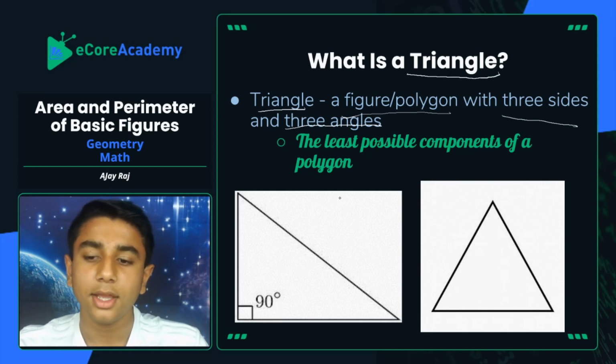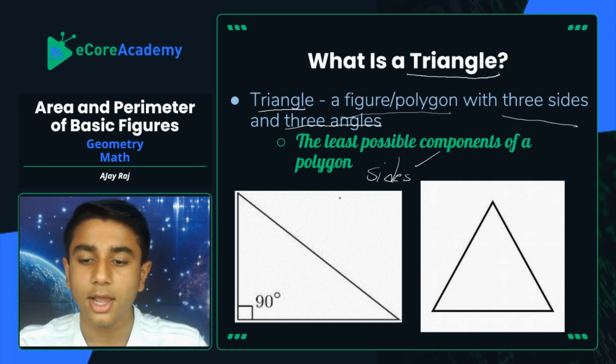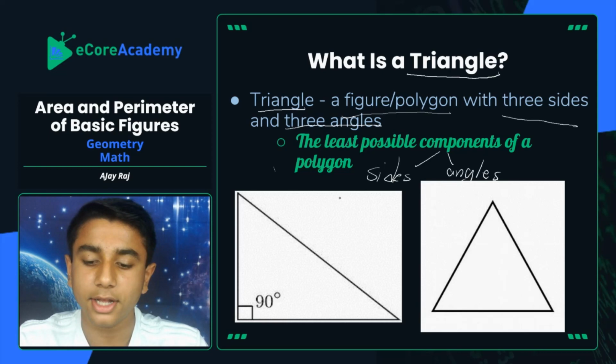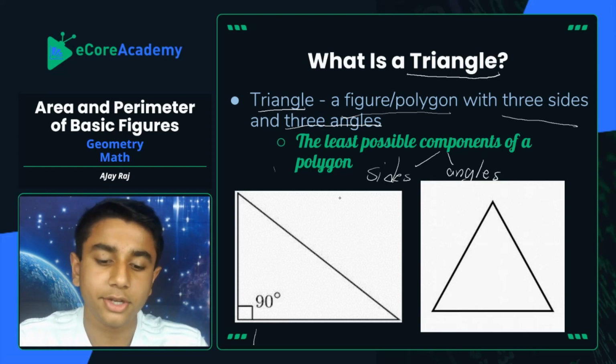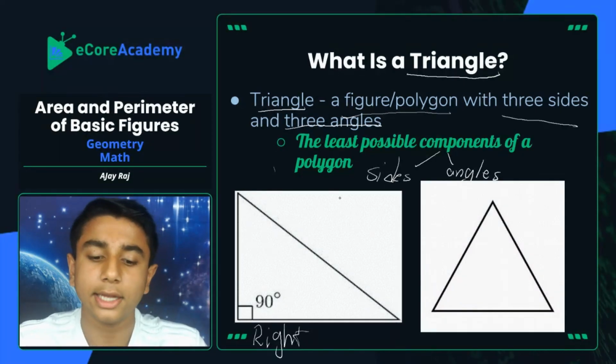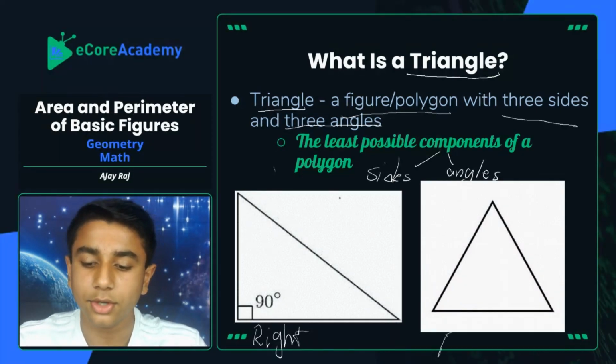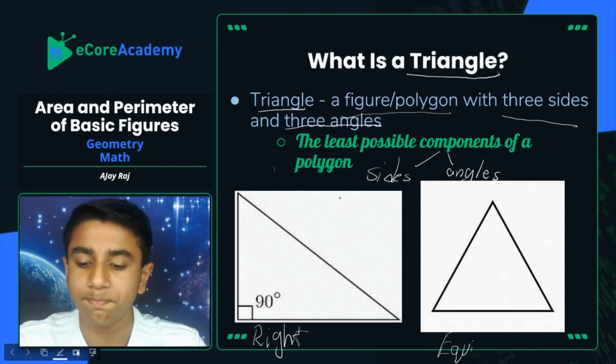So meaning that it's the least possible components for the side lengths, meaning that it has the least possible amount of sides for any polygon, and angles as well, since angles come into direct relation with the amount of side lengths. So these are two different types of triangles, and I'll get into the figure classification later, but this is considered a right triangle since it creates a 90-degree angle at its base, and this is an equilateral triangle, meaning that all of its sides and angles are equal, so it's an equiangular triangle.